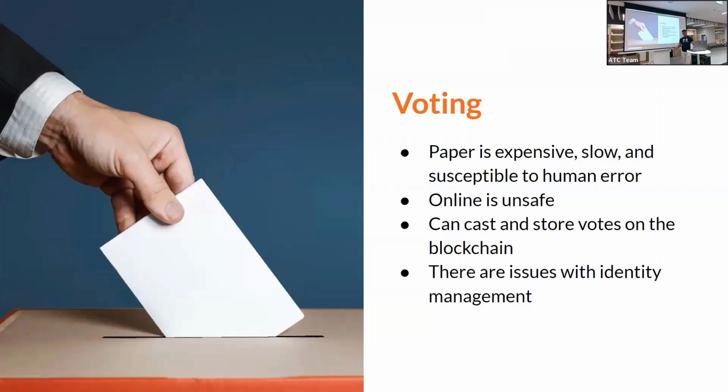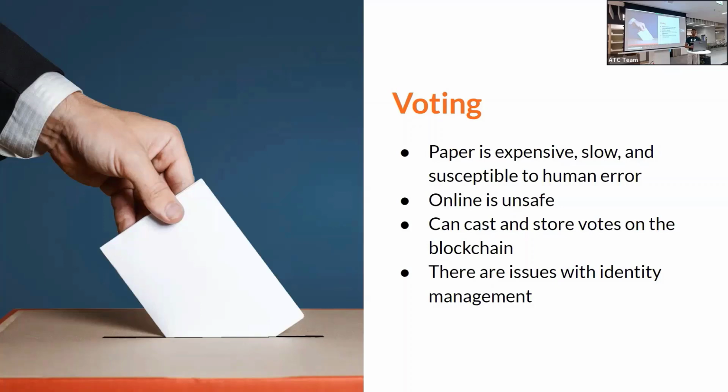Online voting takes away some of those problems, but it's not safe. If the system you're using to vote isn't very, very, very secure, chances are someone's going to find a way to manipulate that and voting fraud again. But there is a way that we can stop all of this, and that's by casting votes and storing them on the blockchain.